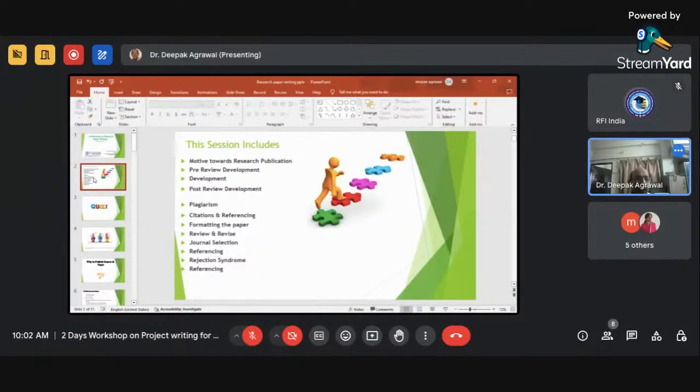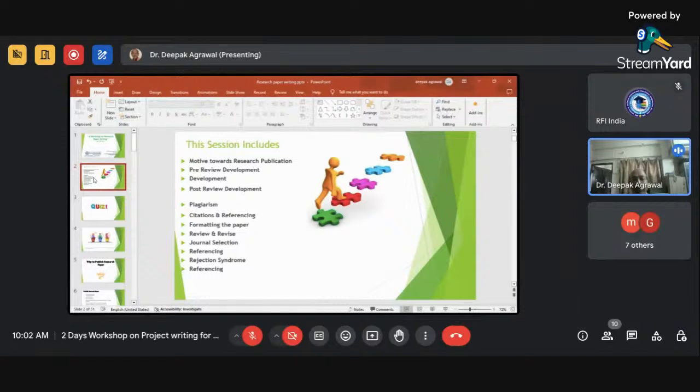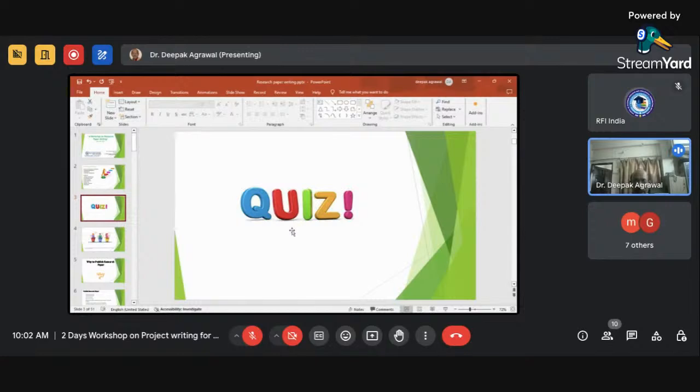Presentation side. These are the key points to be discussed in today's session. That is the key objectives of developing a research paper. Then the three phases the work can be divided: the pre-development work, development of the paper, and the post-development work, which is further to be followed by a small brief description related to plagiarism, citation, referencing, the formatting of the paper, and selection of the journals, followed by the referencing. So let me just take a small quiz, and you answer it for yourself.